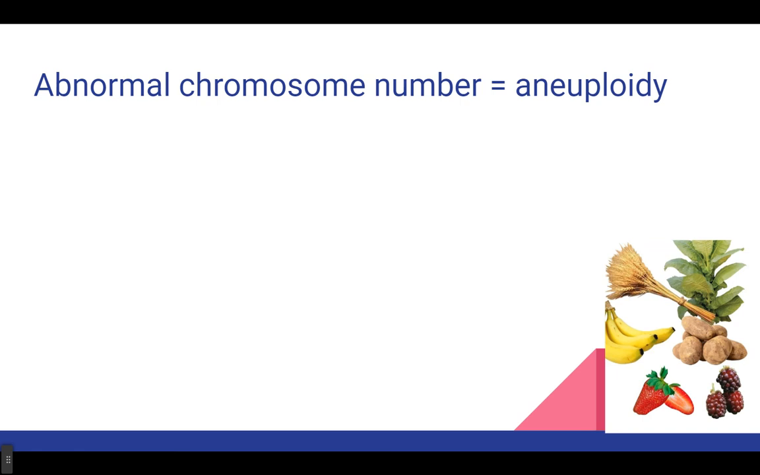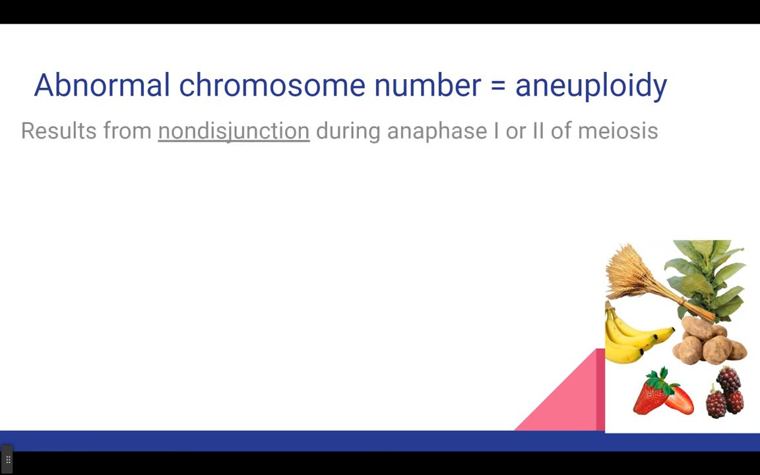There can also be cells that have an abnormal chromosome number. That's called an aneuploidy. It results from non-disjunction. So during anaphase, that's when the chromatids are supposed to separate from each other and go to opposite ends of the cell. If they don't, you might end up with two chromatids going one way and none going the other. So you end up with one gamete that has an extra chromosome and one gamete that's missing a chromosome.